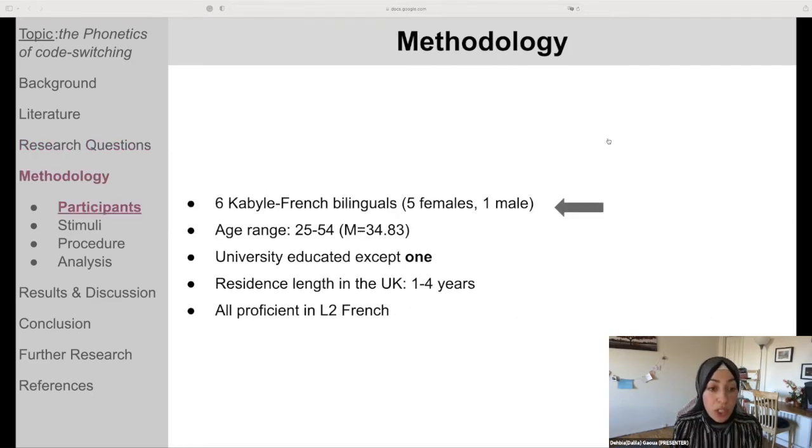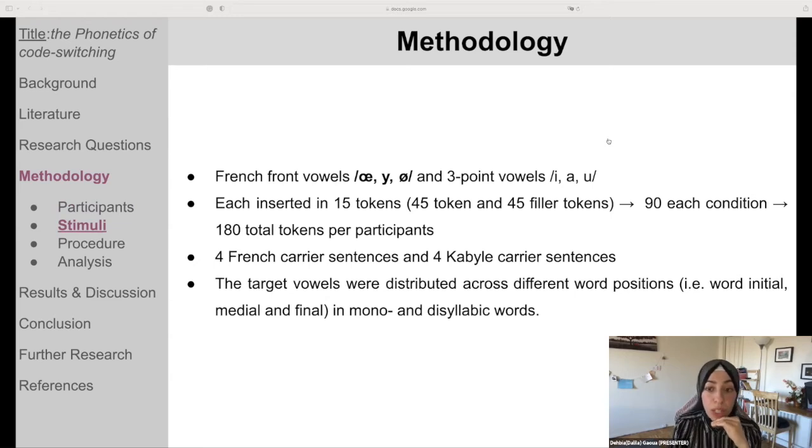To answer the questions, we recruited 6 Kabyle-French bilinguals, 5 females, 1 male. Their age ranged between 25 and 54 years. They were all university educated except one, a resident in the UK at the time of the experiment. They were all proficient in both languages, Kabyle and French. There were six vowels analyzed: three front vowels, which were the target vowels, and three point vowels, E, A, U, as fillers. Each vowel was inserted in 15 tokens.